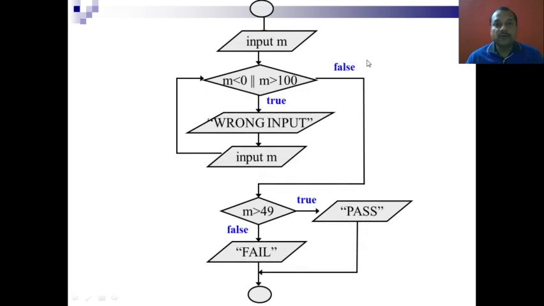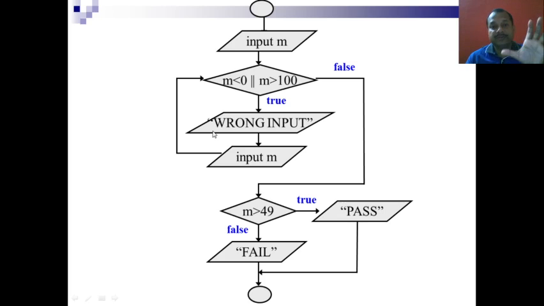And for that my loop construct looks like this. So first at the top is my start symbol, then in this flow chart this arrowhead is actually occluded by this shape. Input M, so M for marks, and then you check whether M less than 0 or M greater than 100. If it is true, then it is a wrong input.